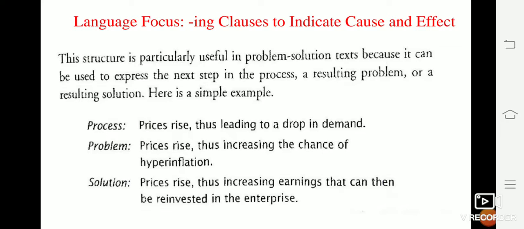Solution: price rises, comma, thus increasing earnings that can then be reinvested in the enterprise. This is the solution, but this is cause and effect too. Okay, all right. So please take note of this, everyone. You use comma and then verb-ing. This is the ing clause that indicates cause and effect.